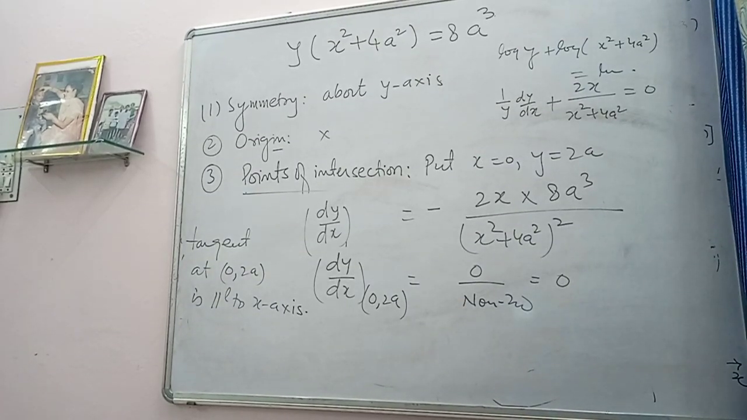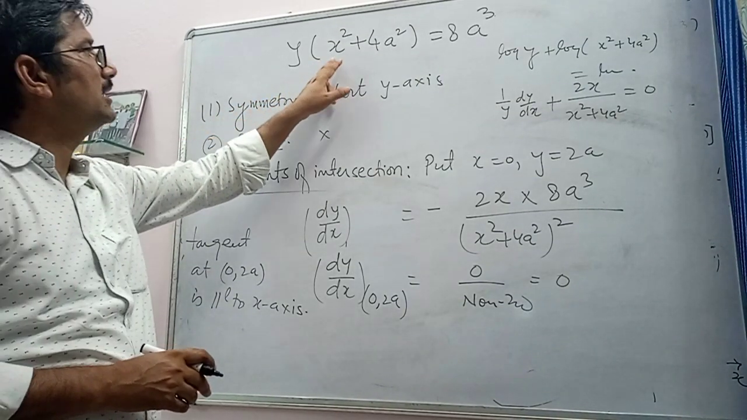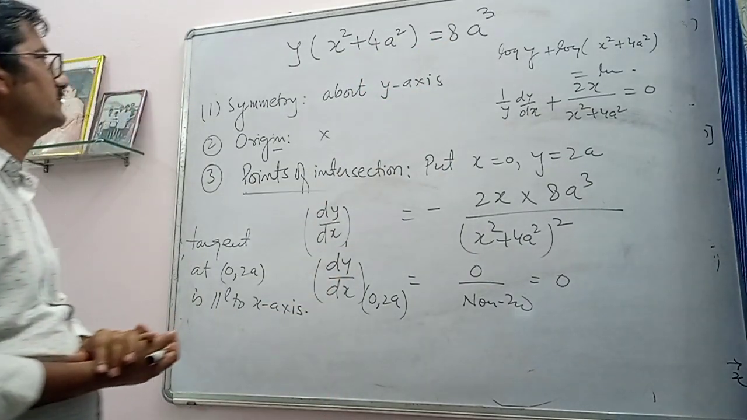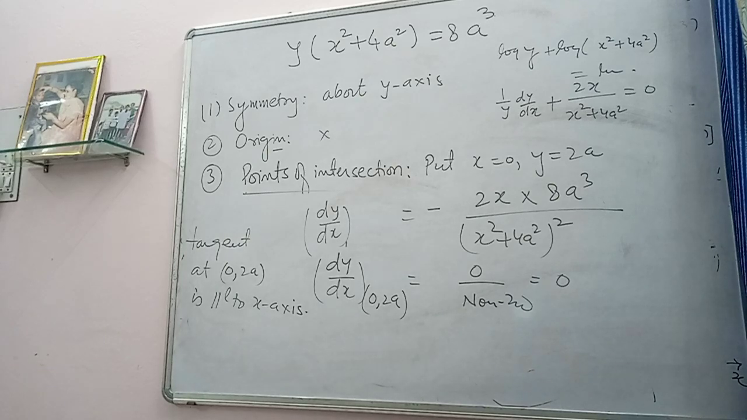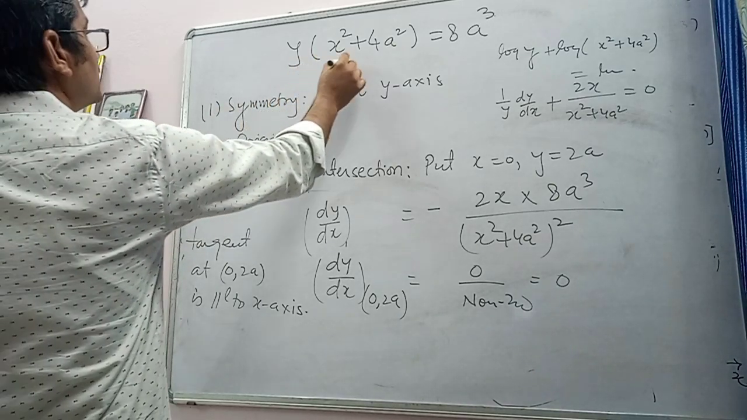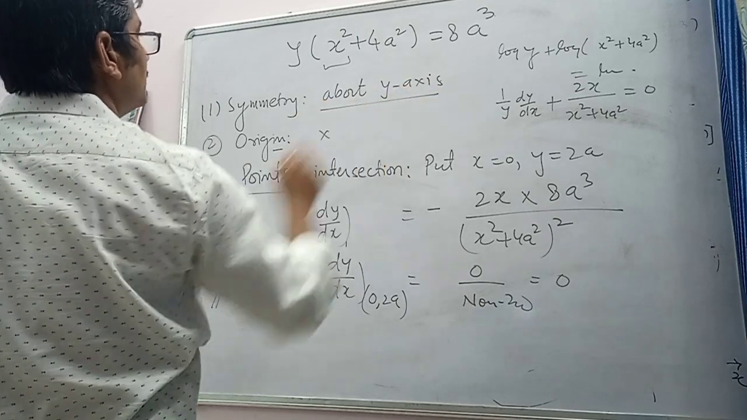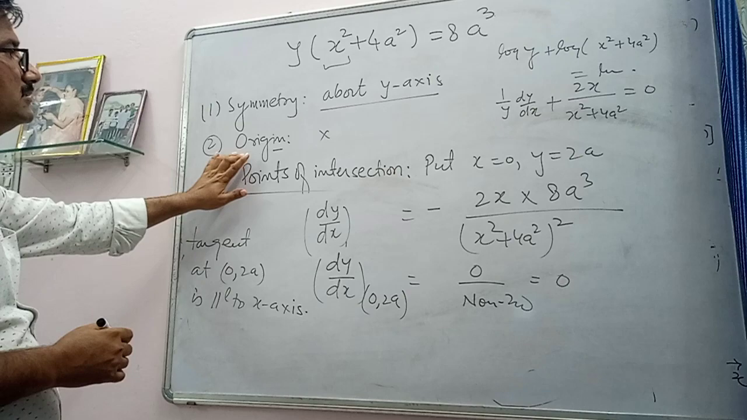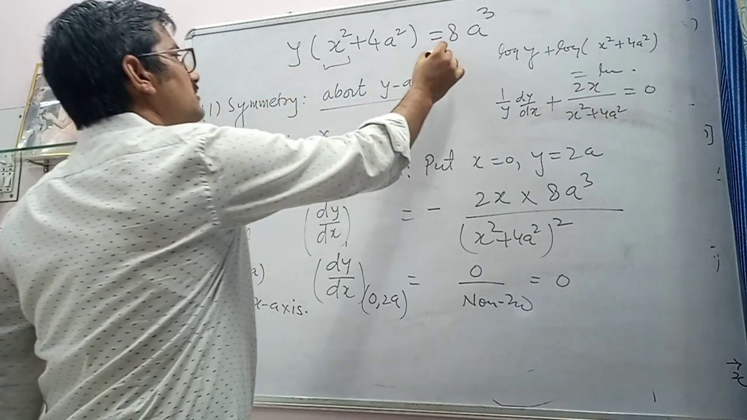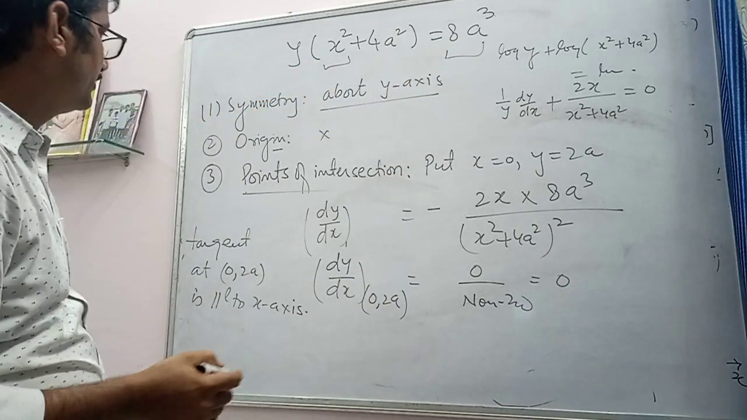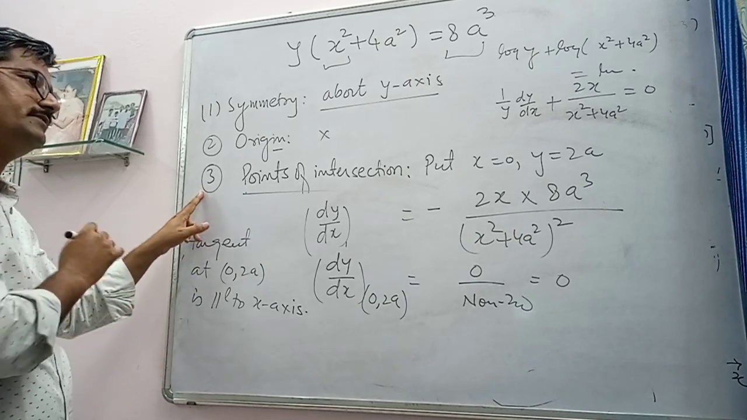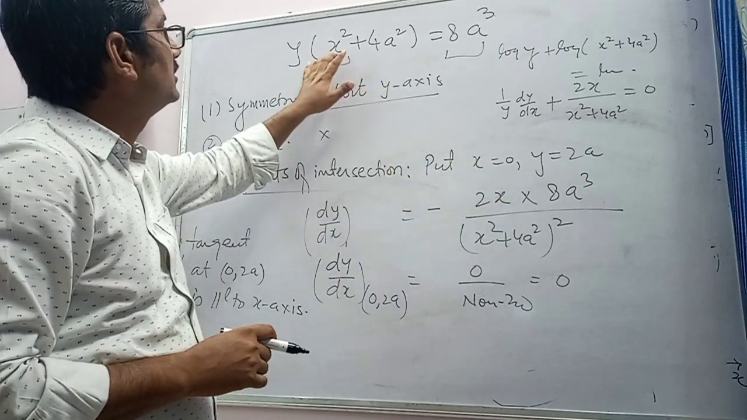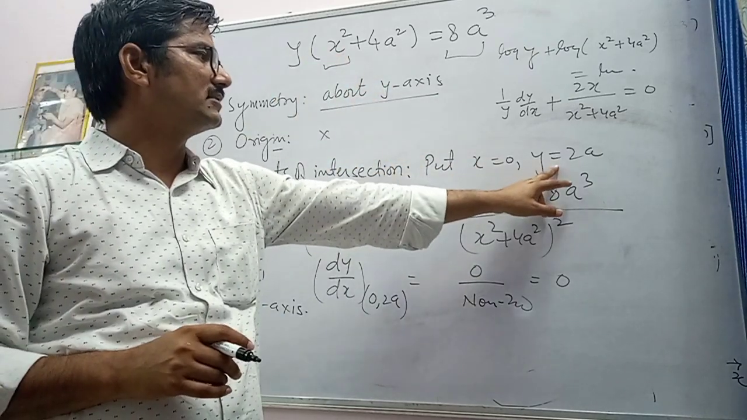So friends, the next example is y into x square plus 4a square is equal to 8a cube. So first we will check the symmetry. Since all the powers of x are even here, it is symmetric about the y-axis only, no other symmetry. Origin: it does not pass through the origin because the curve has a constant term 8a cube. Next is point of intersection. If we put x equal to 0 in this curve, we will get the point of intersection 0, a.